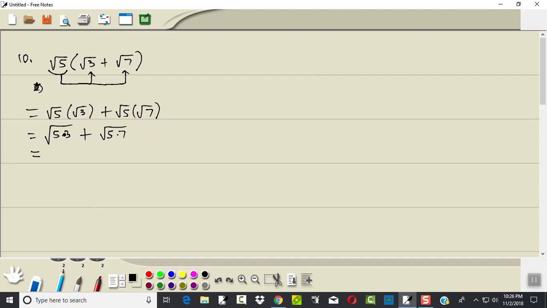Now I can't simplify any of these because you have to have a pair of numbers, and these are all prime, so I can't break them down anymore. So this would be square root of 15 plus square root of 35. And that's our answer.